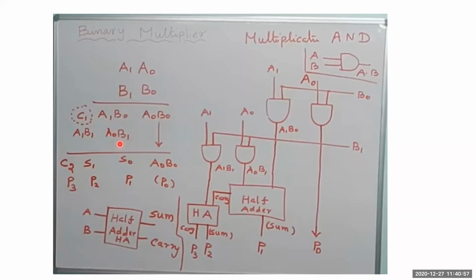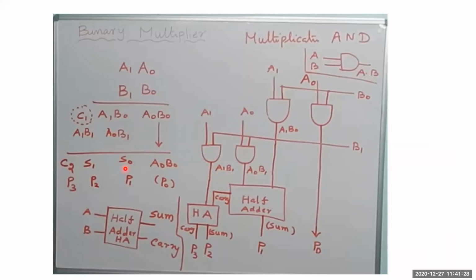Then for the second case, the output A0 and B1 is obtained from the AND operation. This AND gate has inputs A0 and B1, so it produces an output of A0 and B1. Similarly, for this one, the inputs are A1 and B1, and it produces an output of A1 dot B1. Now we have completed the AND gates. We have completed the partial products.